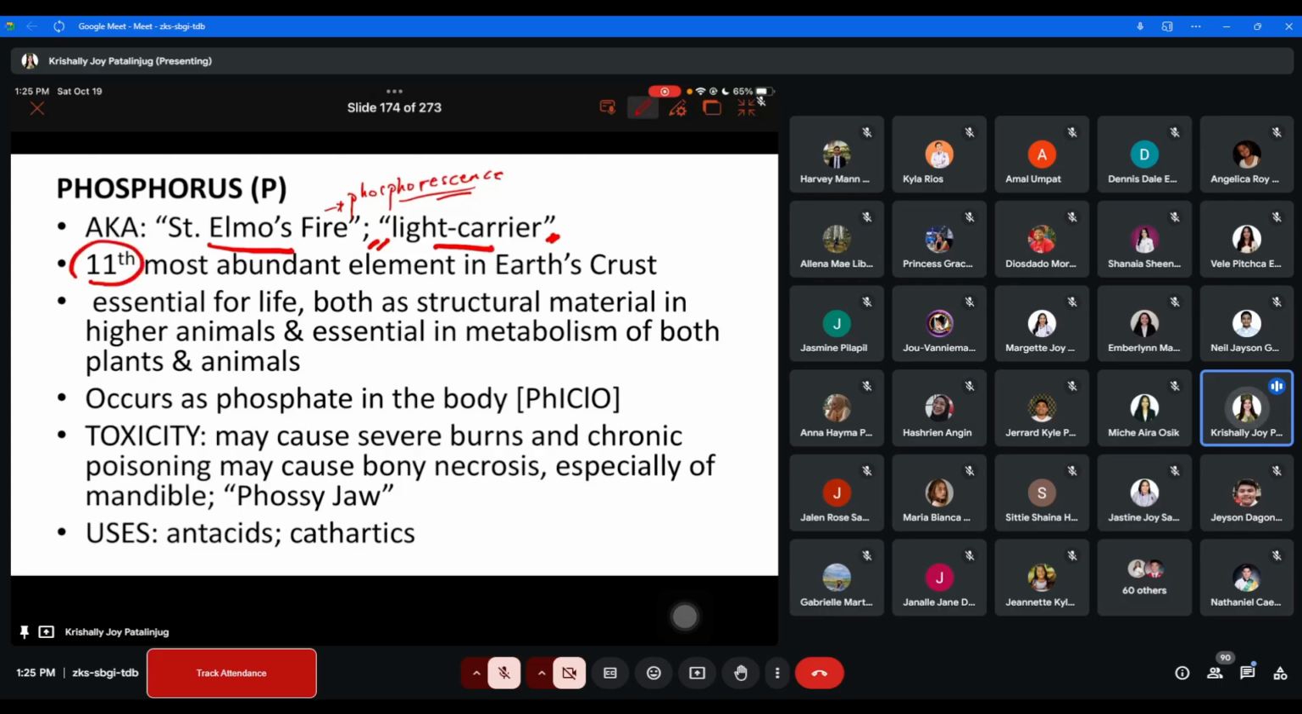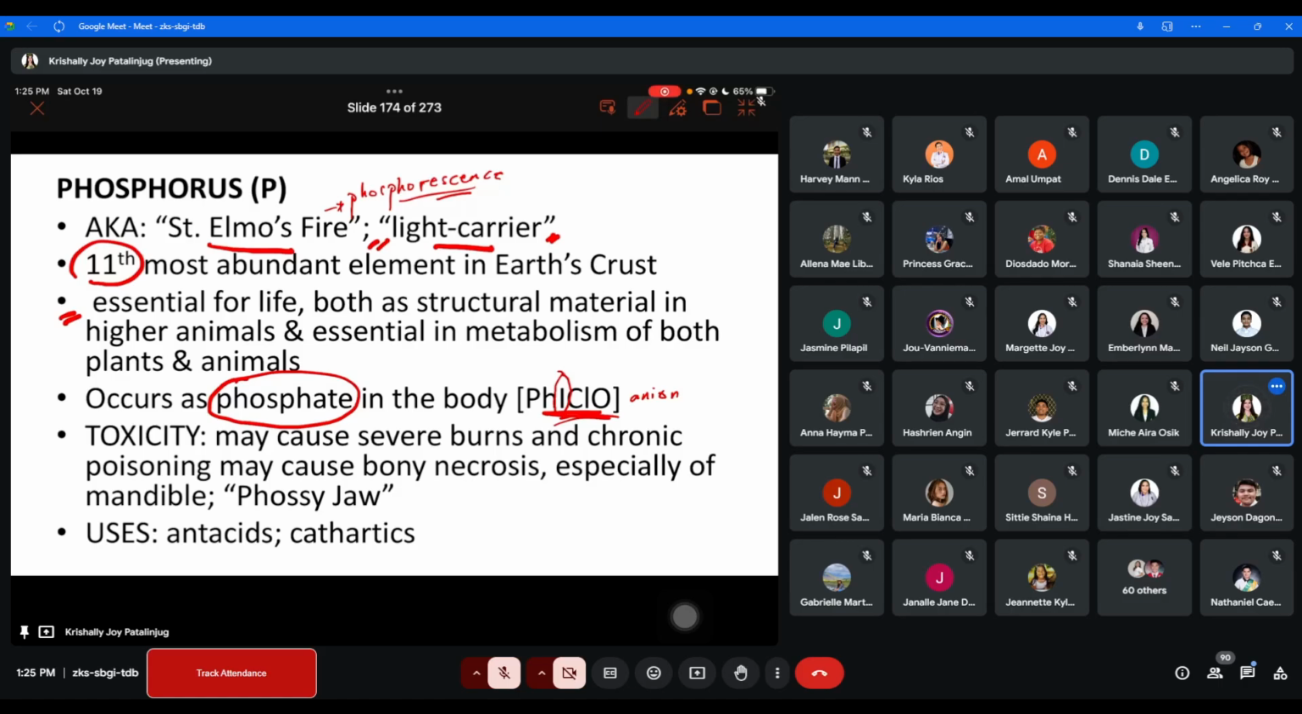It is the 11th most abundant element in the Earth's crust and marami siyang importance, essential siya for life, for structural material in higher animals, essential in metabolism, both plants and animals. This is the ion considered as the most abundant intracellular ion. Ito yung mnemonics, di ba?